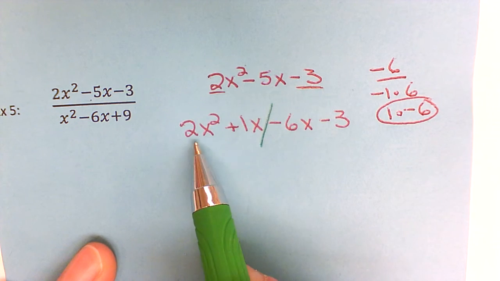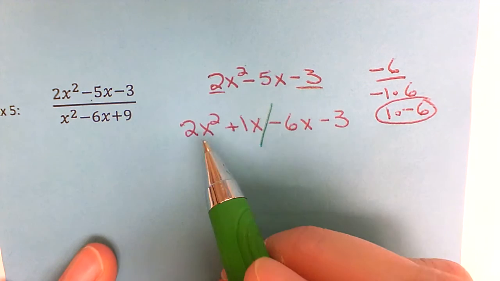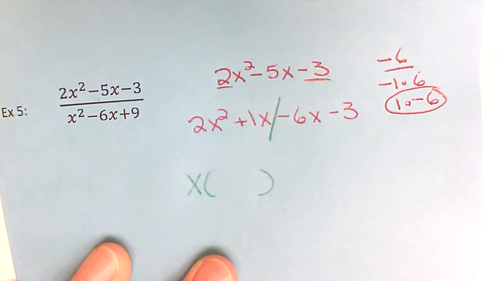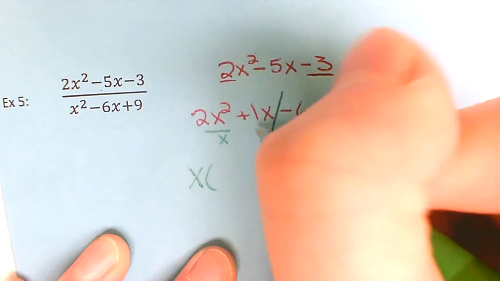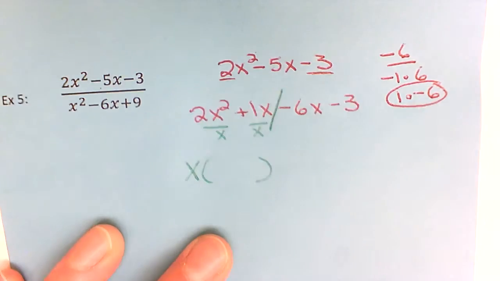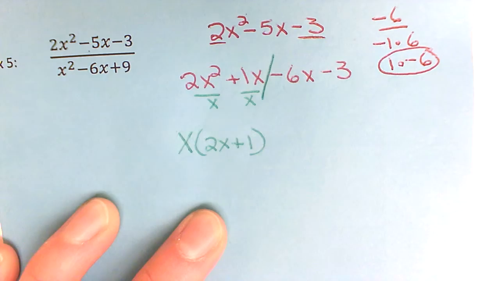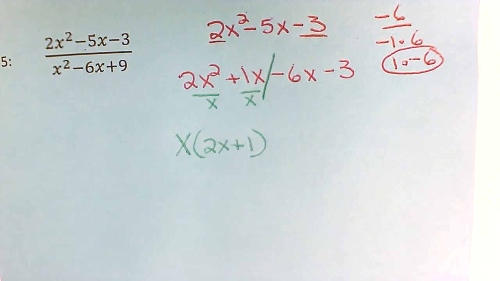Greatest common factor between 2 and 1 is just 1, and between x squared and x, I can take out an x. Okay. So I'm going to divide an x out of each one of those terms, which is going to leave me with 2x plus 1 inside my parentheses. Okay.